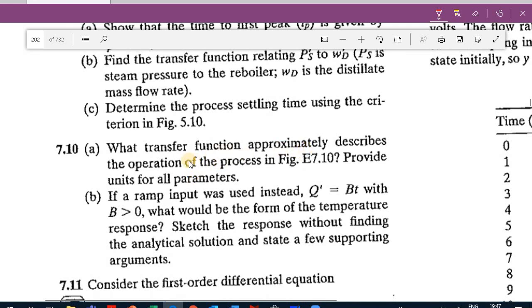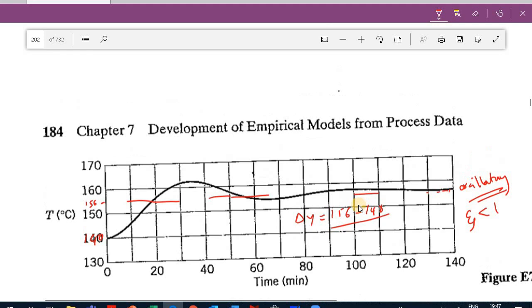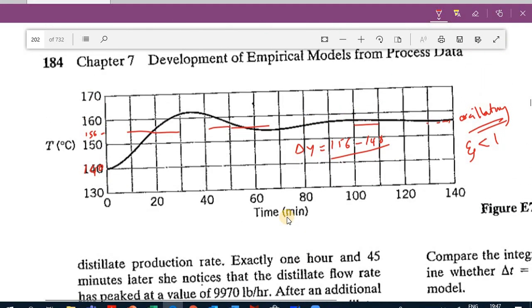Let me go back. It said here: what transfer function describes the operation of the process. It did not mention exactly, but I would consider that delta u is 1 here, because it did not say. So if we assume delta u is equal to 1, then we can find the value of k. So 156 minus 140 divided by 1 is equal to 16.